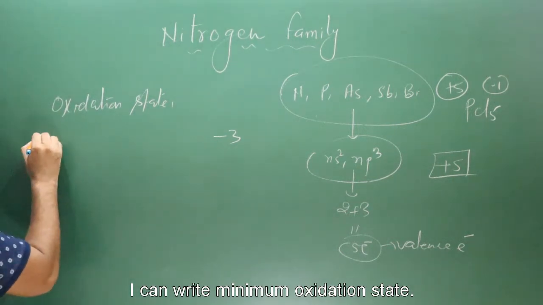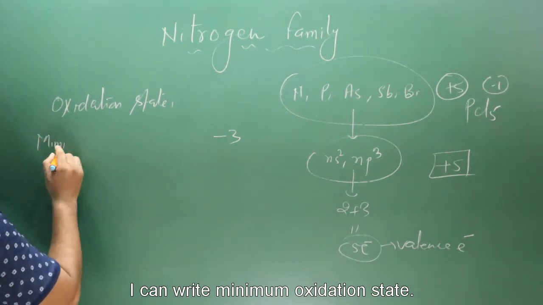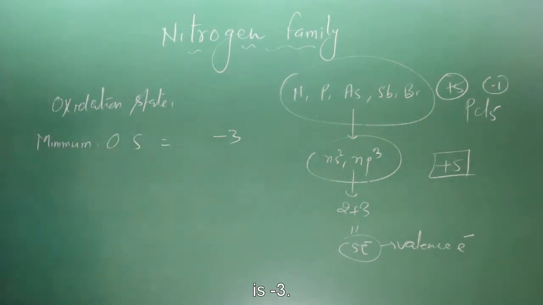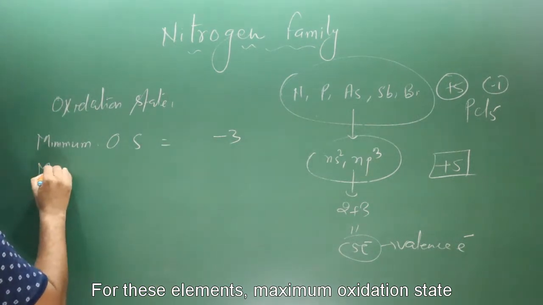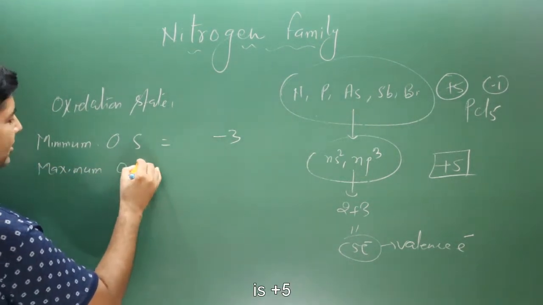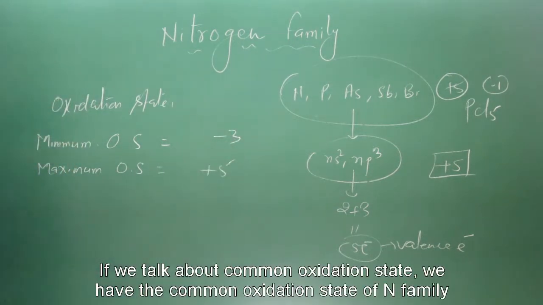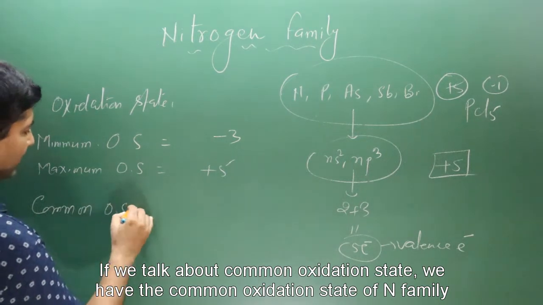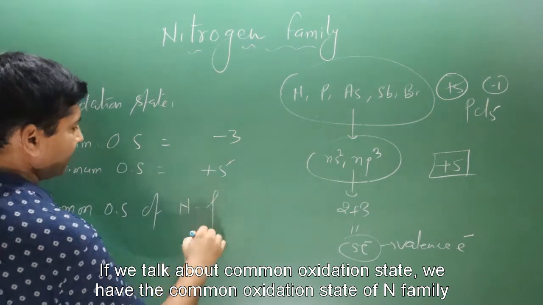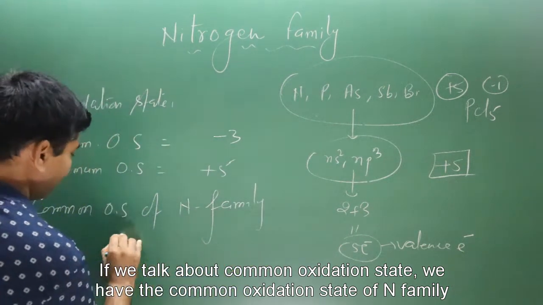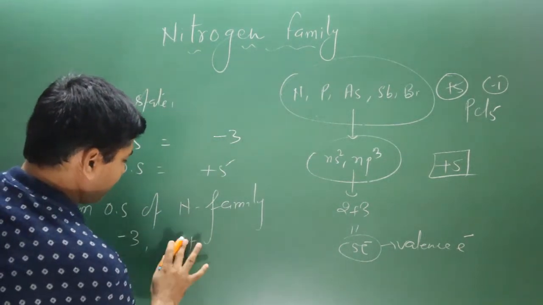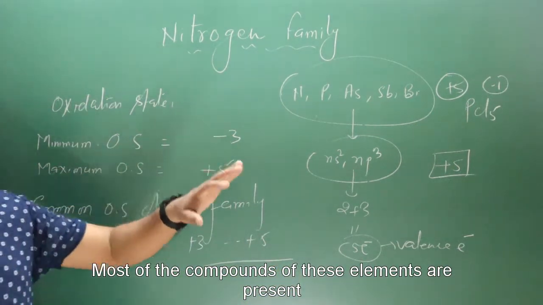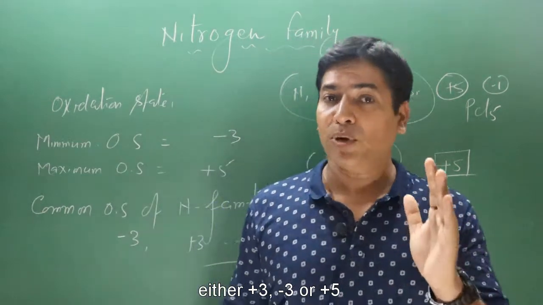I can write: minimum oxidation state is -3 for these elements. Maximum oxidation state is +5. If we talk about the common oxidation states of the nitrogen family, we have -3, +3 as well as +5. Most of the compounds of these elements are present in either -3, +3 or +5.